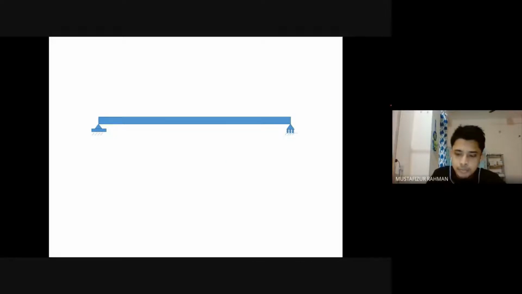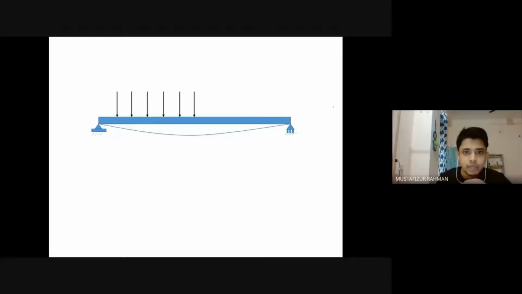Now, suppose we have a simply supported beam. One end is hinged, one end is roller supported. So if load comes from the top, the beam will try to deflect, the beam will try to go down, but due to the supports, it won't go down at the ends. It will bend like this maybe. At the middle portion, it will bend, but at this end and at this end, it won't go down. There will be no deflection at these ends because of the support conditions.